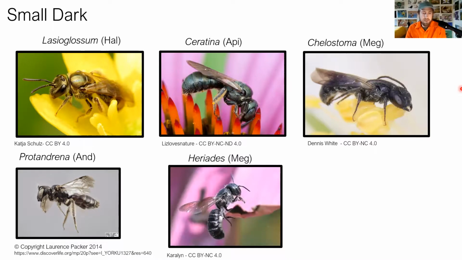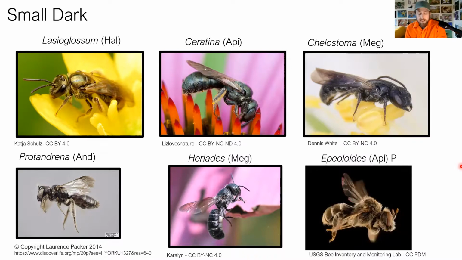Now we have Hyriades. Again, probably saying that wrong. It's a Megachilidae, so they've got the scopal hairs under their abdomen. They're black, kind of long and skinny, cigar shaped. They nest in cavities, are very small, and normally have these sort of white stripes on their abdomen.